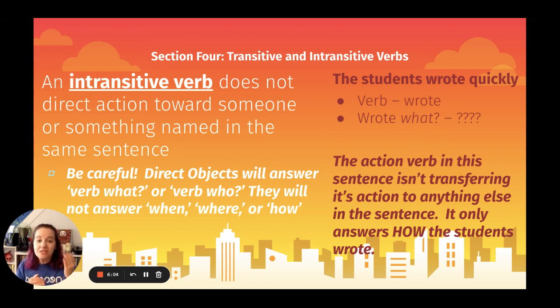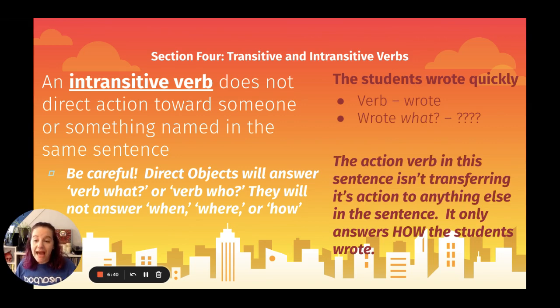So be careful. The students wrote quickly. Our verb is wrote. Our subject is students. If we ask ourselves, students wrote what? We can't answer that question. We can only answer students wrote how. So even though there is a word that comes after the verb, it's not receiving the action of writing. It's just answering how the students actually wrote. So wrote as our action verb is just on its own. The students are writing. We can't answer wrote what from that particular sentence.